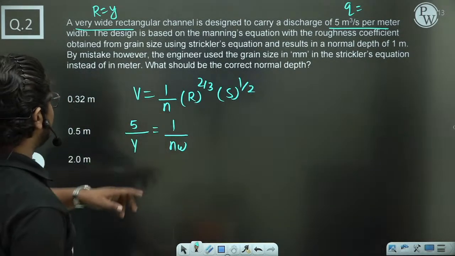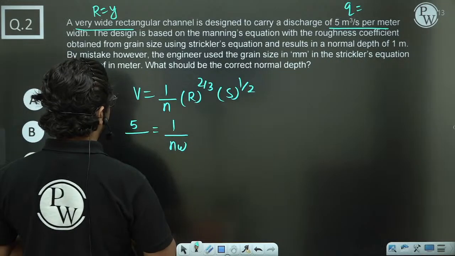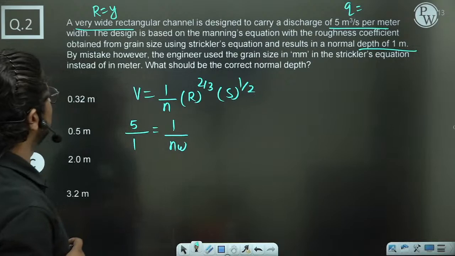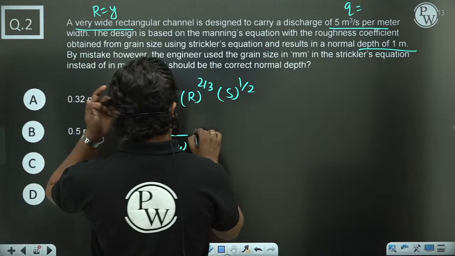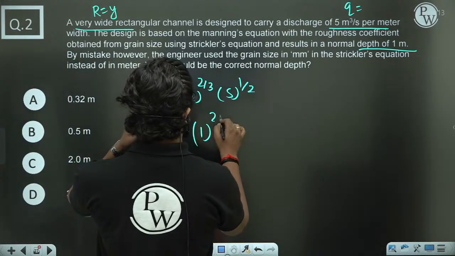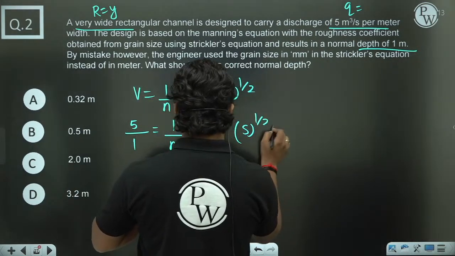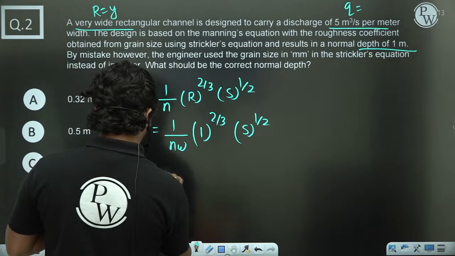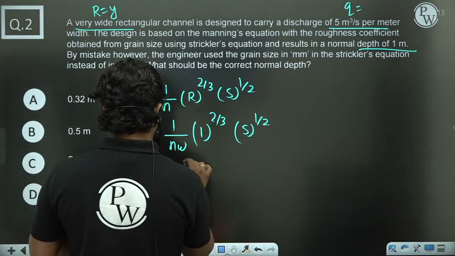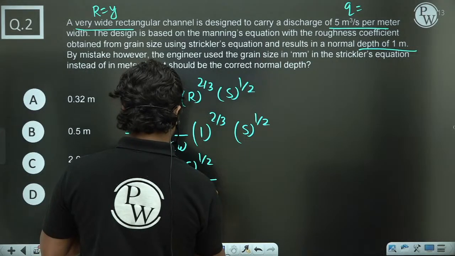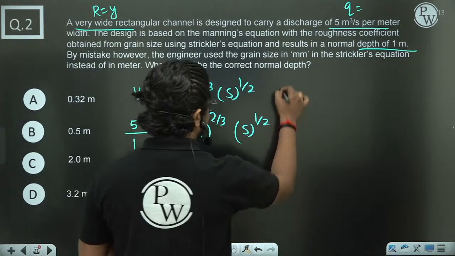So normal depth for the wrong part, this value we got is 1 n a. It is given normal depth as 1 n a. R value again 1 to the power 2 by 3. Slope anyway we are not taking. So n wrong, how much we got? n wrong will be s to the power 1 by 2 divided by 5. This is what I am getting as n wrong.